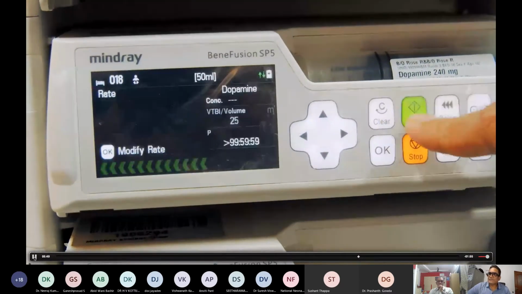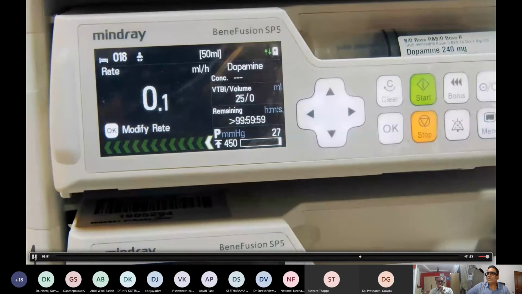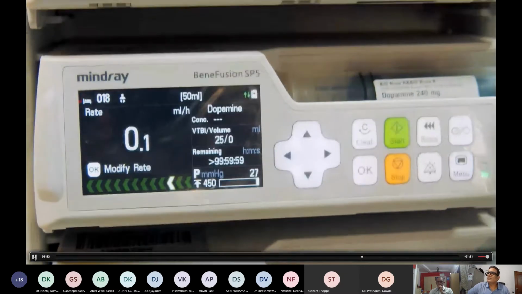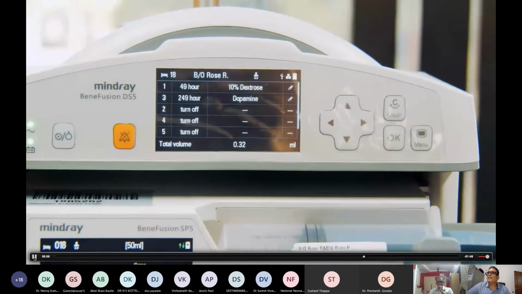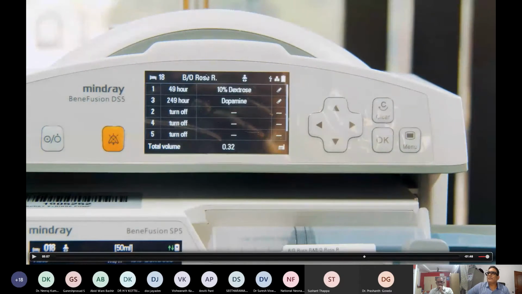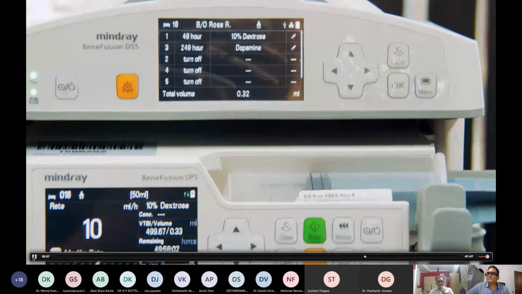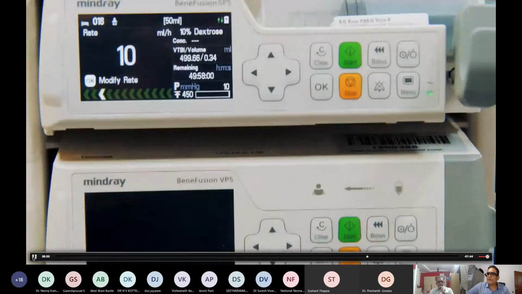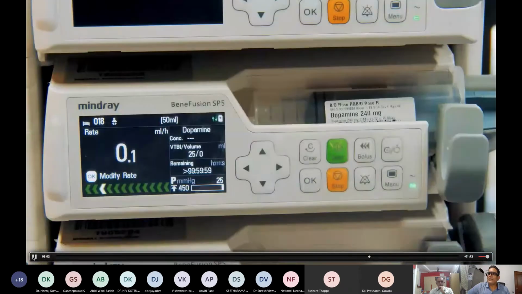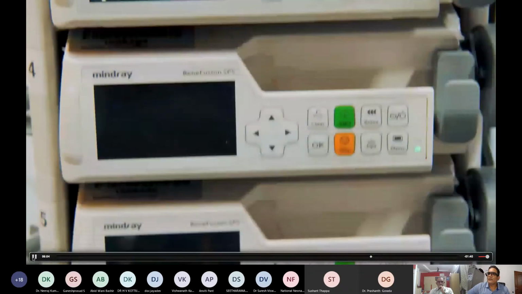So this is how easy it is to prescribe whatever you want without using paper or pen. And it also displays that baby Rose, 10% dextrose, dopamine, all those things are displayed there. And you can place any number of medications in a similar way.